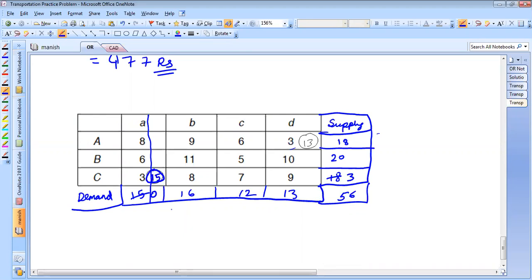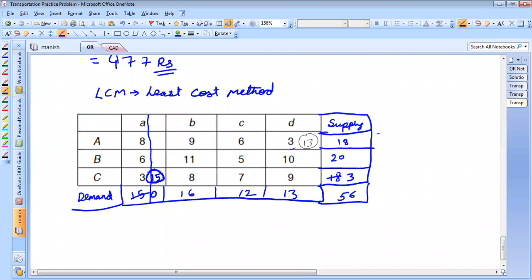If not, then we'll again go with this. What is this method? This method is LCM. What is LCM? Least cost method. So if this is the least cost method, what is the second least cost? Again 3 is the second least cost. Now why is this coming like this? Because both the 3's are in different rows and different columns.